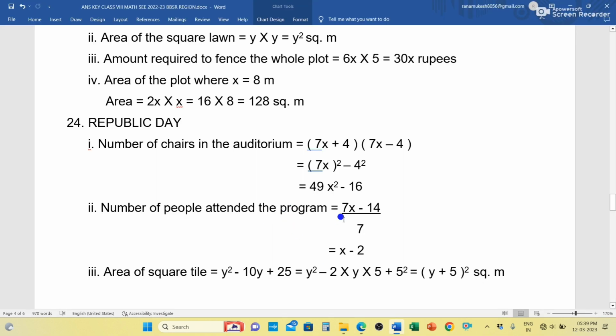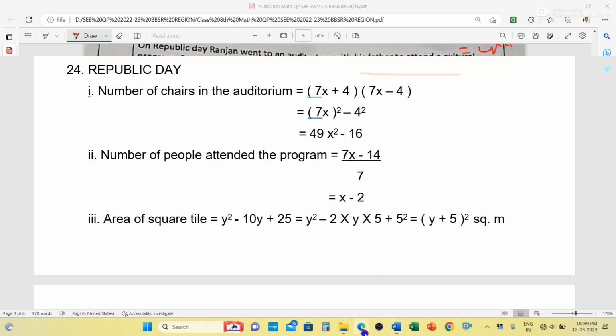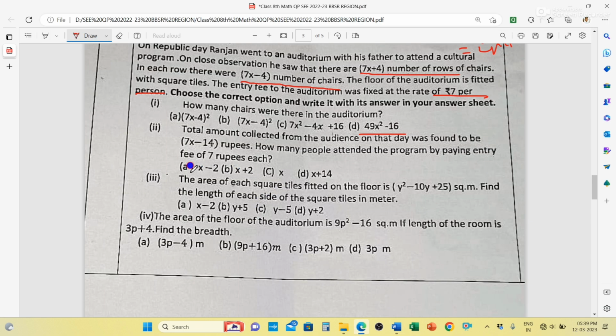So here you have to divide 7x minus 14 by 7. So it will give 7x by 7 equals x, minus 14 by 7 equals 2. So the answer will be x minus 2.